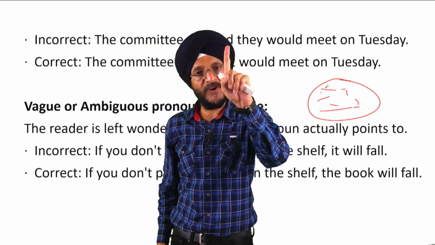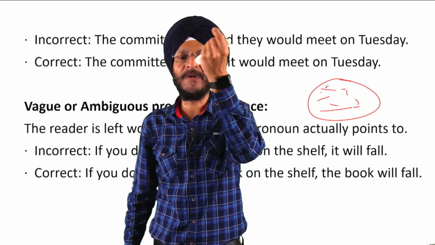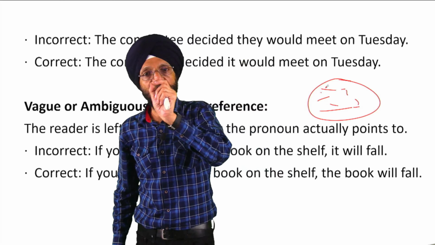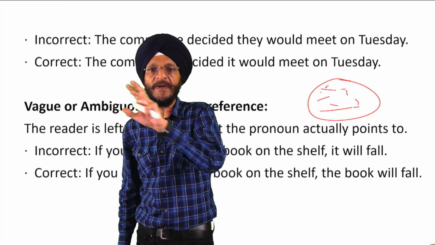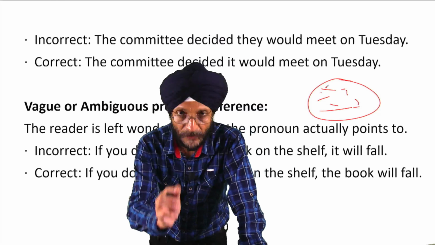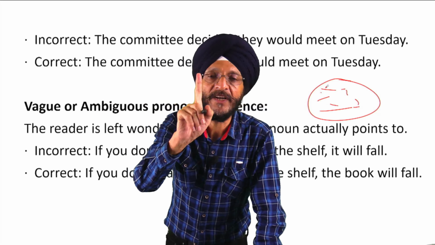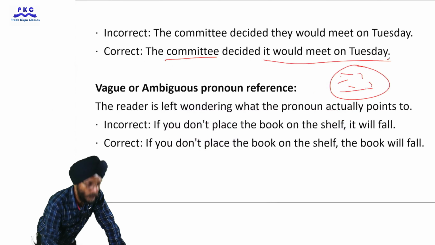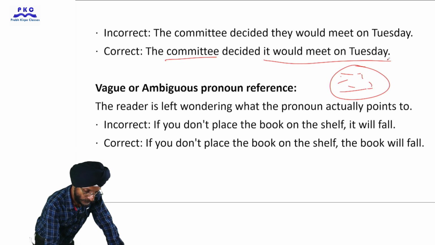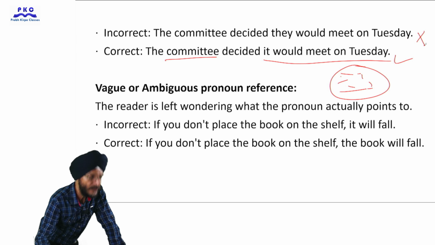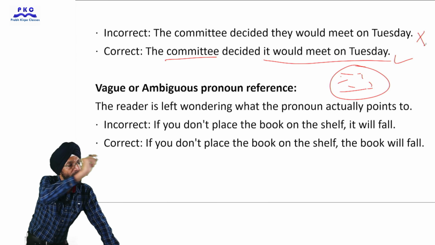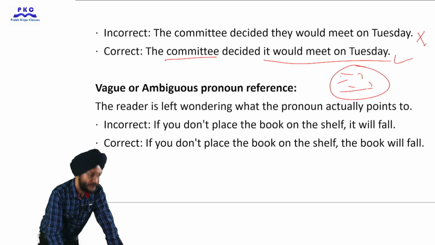No, the committee is one committee. It may have 10 members or 100 members. It is a single unit. All the team members of the committee are not to be treated separately. So the committee should be treated as a singular noun. The committee decided it would meet on Tuesday. So it is proper. "The committee decided they would meet on Tuesday" is wrong. Committee is to be treated as a singular noun. Accordingly, the pronoun has to be singular.